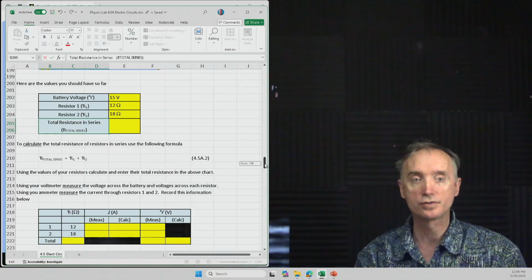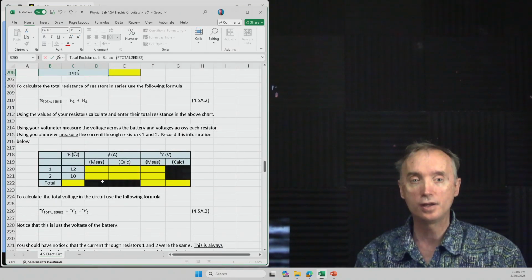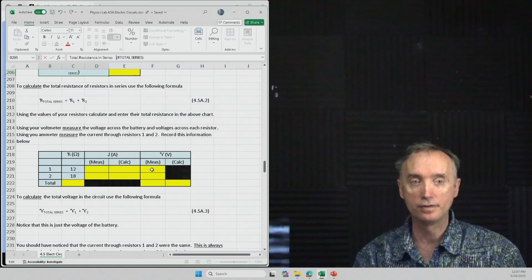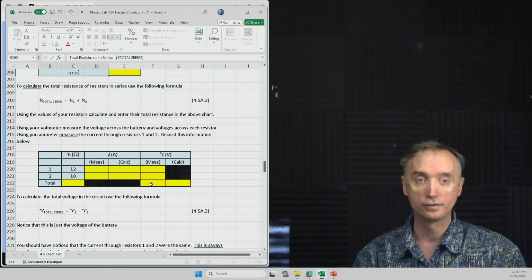Now if we go down to this chart here, you can put right here the total resistance from using this formula up here. Okay, now you got your voltmeter and you measured the voltage. So you got this one, and this one, and this one. So you're going to fill in that chart for your three voltages.